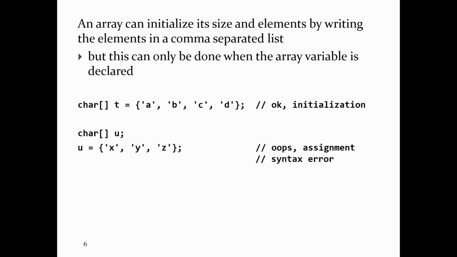That's fine. What you're not allowed to do in Java is use the braces like this to assign to an existing array variable. So you can't write char square brackets u, semicolon, and then on the next line attempt to write u equals squiggly braces x, y, z. You can do that in Python. You can write u equals square brackets whatever you want, anywhere, anytime. In Java, you're not allowed to do this. You can only use this brace notation at the point where you declare the variable itself. So you're not allowed to do that.